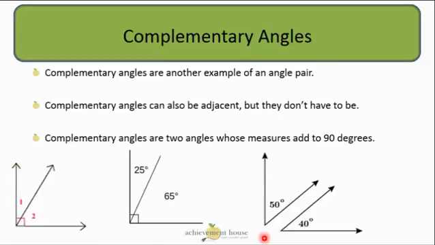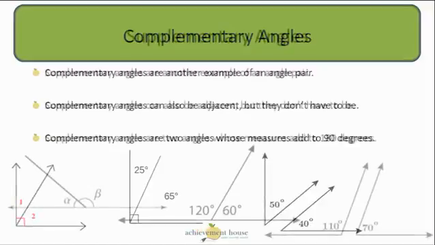Now, what makes an angle pair complementary? Complementary angles are any two angles whose measures add to 90 degrees. So in this example, 25 and 65 is 90 degrees. 50 and 40 is 90 degrees. So any two angles, if I put them together, form a right angle or 90-degree angle.